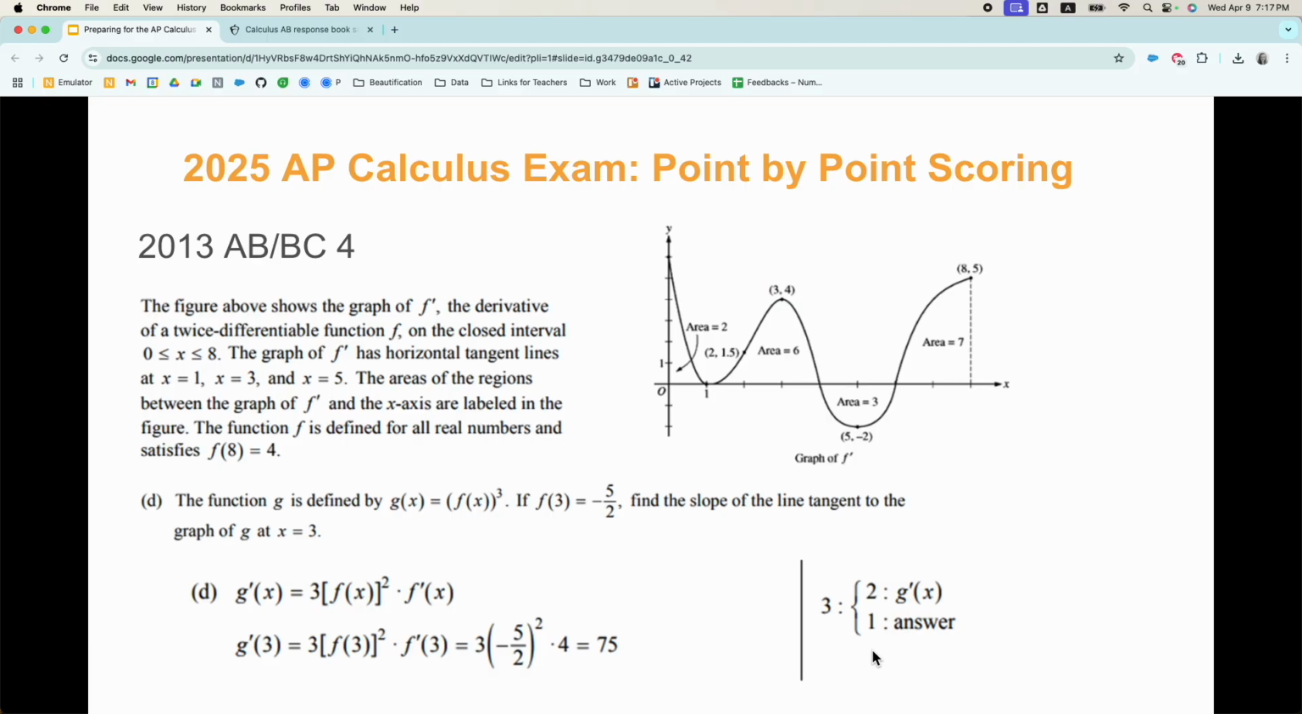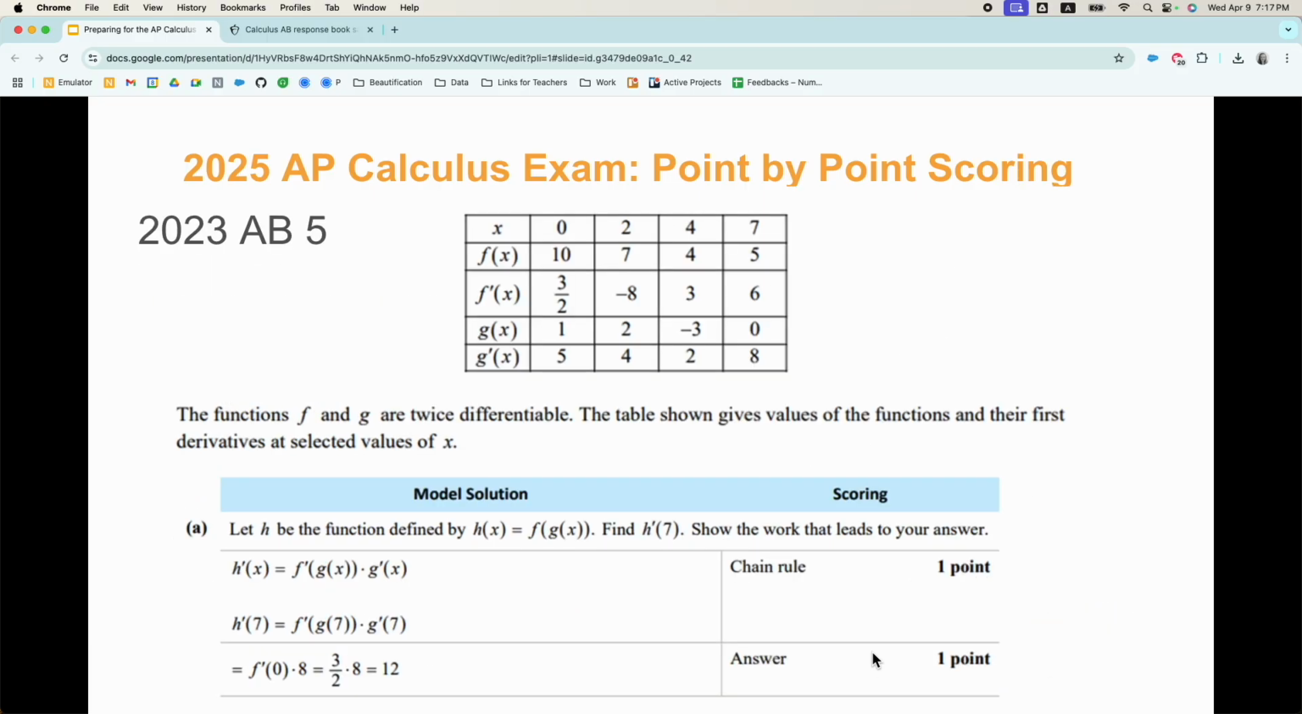So fast forward to 2023. So now we have question AB5 from last year. And this question also asked them to use the chain rule. It didn't ask them, they had to know that. But they were given a function h of x, which was f of g, and they were asked to find h prime of 7. So again, very similar to the 2013 question, they had to use the chain rule, and then they had to find an answer.